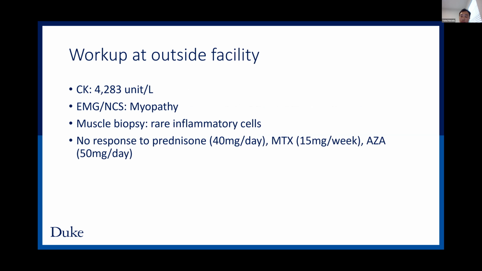Before he came to Duke, he had a workup at the Alzheimer's hospital, and he had a high CK, more than 4,000. The EMG study was showing myopathic changes. A muscle biopsy was also done, and they said there were some rare inflammatory cells, but he had no response to steroid or methotrexate or Imuran. So that was basically why he came to Duke for a second opinion.